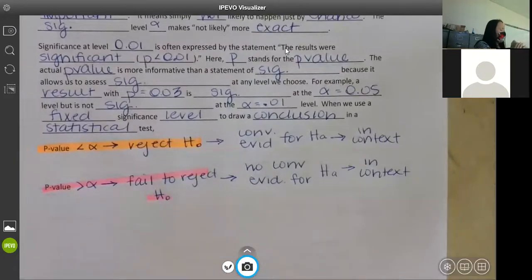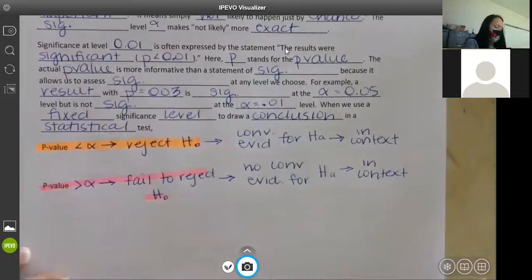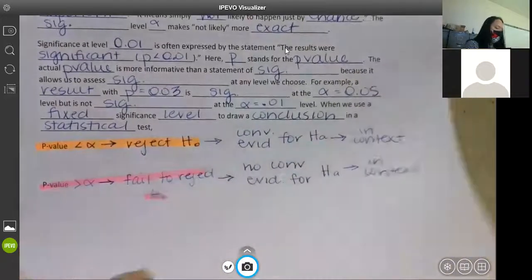Again, for the rest of the notes, there's not a lot going on. It's just fill in the blank and understanding how to write this. Okay.